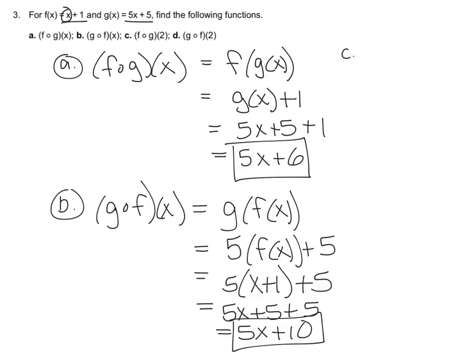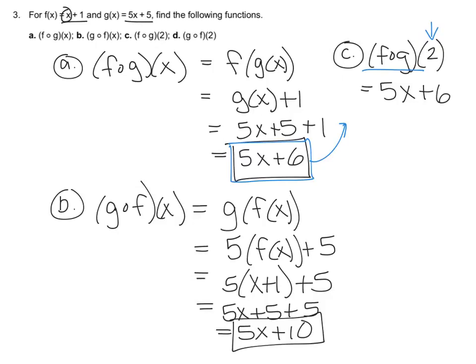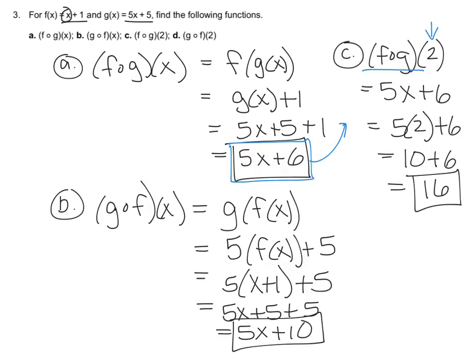Now we want to know the composite of f and g of 2. So this means that we're going to find that function, which is 5x plus 6, and we're going to plug in a 2 for x. So we'll take the 5x plus 6 and substitute a 2 for x. So this is 10 plus 6, which is 16. So our answer for C is 16.